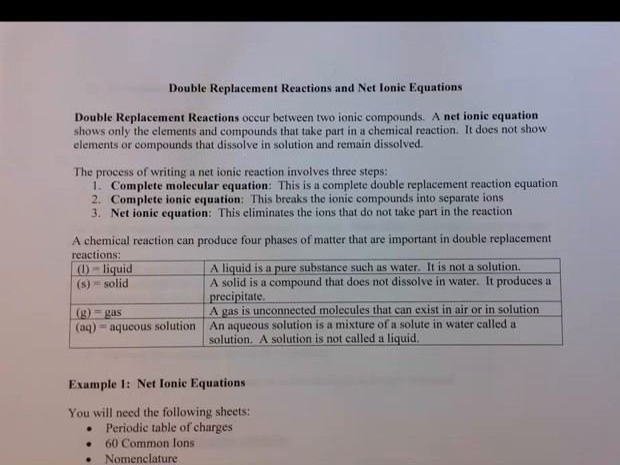The solid phase. A solid is a compound that does not dissolve in water. It produces a precipitate, and that's a solid that usually sinks to the bottom, or it's definitely distinct from the rest of the solution. Maybe it has a different color to it. Gas. A gas is an unconnected molecule or unconnected molecules that can exist in air or in solution. For example, the carbon dioxide in a Coke is a gas. It's a gas that's pressurized and put into the Coke to carbonate it.